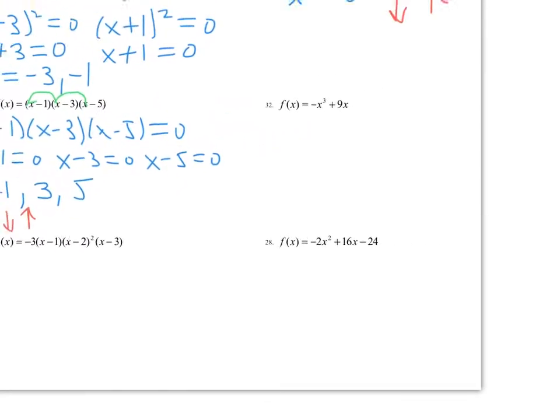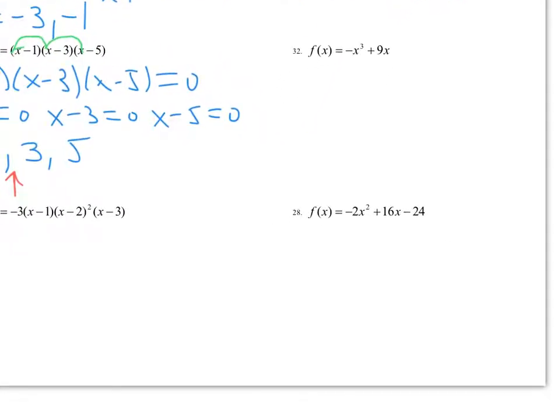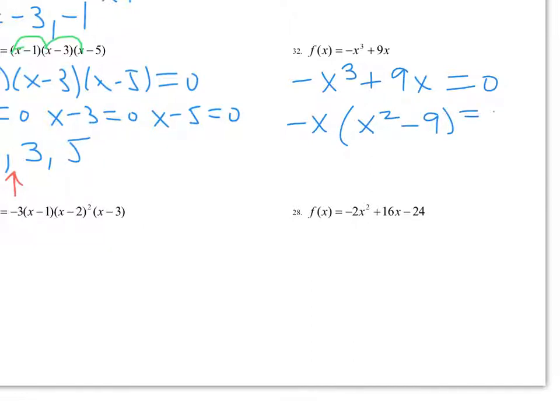Okay, let's look at number 32. This one we will need to factor, so set that equal to 0. We can factor out a negative x. That's going to leave a positive x squared minus 9. And x squared minus 9, that's the difference of two perfect squares, so we get x plus 3, x minus 3.